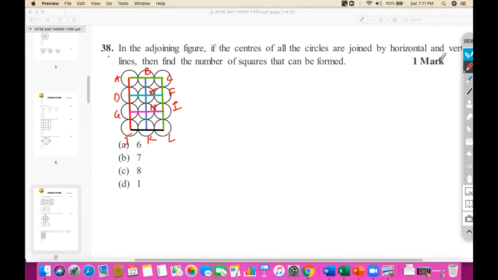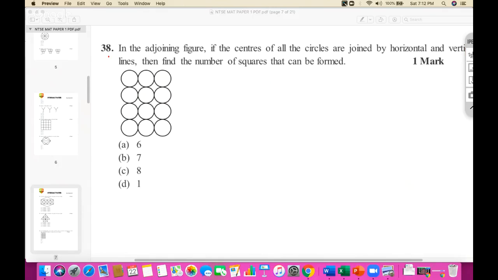So now I have to find out, if the centers are also joined, the squares that can be formed. So we all know that in this particular figure, 1, 2, 3, 4, 5, 6 squares have already been formed. Now this is also a square. So this square is there, and then this square is there. So I have only 8 squares, and 8 is anyway the highest number, so I don't need to search for more. So the answer would be 8.